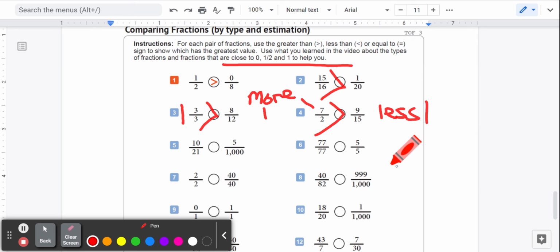Doesn't matter what these numbers on top are. It's just the fact that this is an improper fraction makes it bigger than 1, so it's going to make it more. Okay? So you're just putting in those signs. Okay?